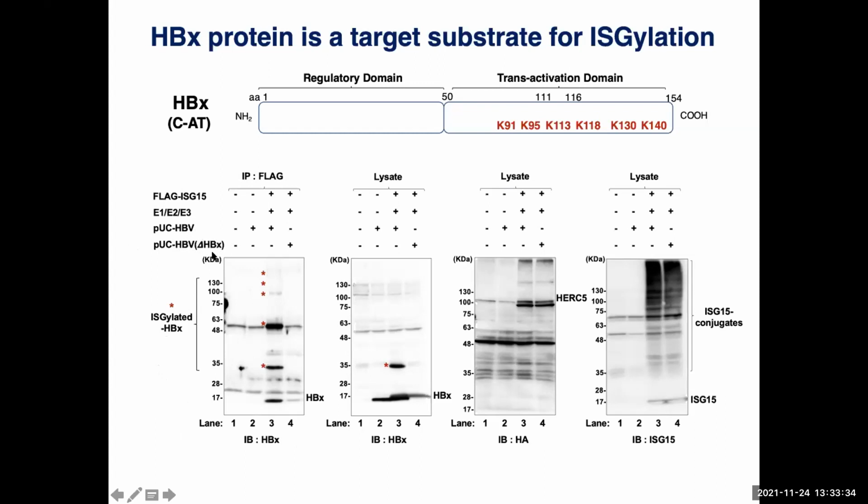so HBx cannot be expressed from this plasmid, and you cannot see any ladder bands here. So this result suggests that HBx protein produced from HBV virus is also ISGylated, as you can see here.